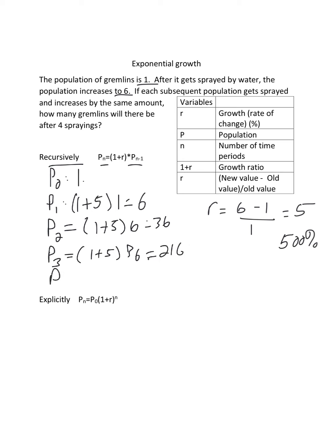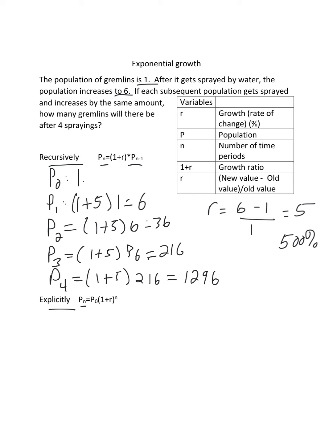And finally, p sub 4, after the 4th spraying, 1 plus 5 times 216. So 216 times 6 comes out to be 1,296. Now, as you can see, this could be problematic if you had to figure out, say, the 15th or 20th generation. It's going to just keep on going and going and going. So mathematicians have come up with a better formula that does it explicitly. And explicitly means you know which p sub n you're looking for. You just plug in the values and see what you get.